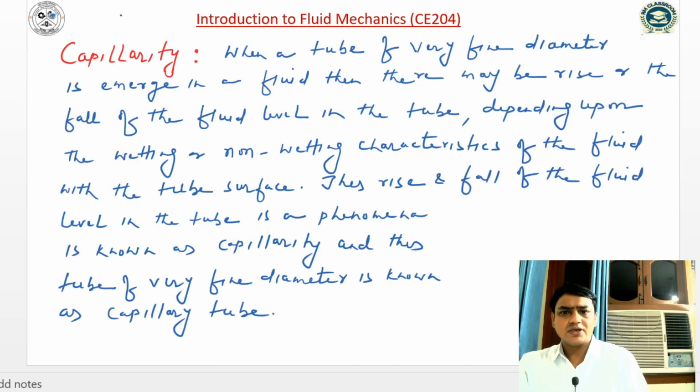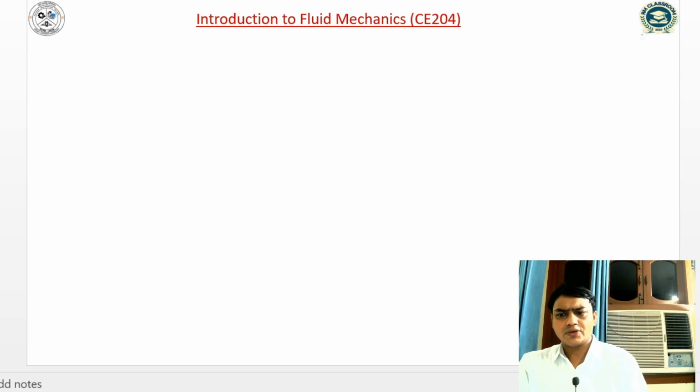What is capillarity? When a tube of very fine diameter is immersed in a fluid, then there may be a rise or fall of the fluid. That depends on the wetting or non-wetting characteristics of the fluid with the tube surface. The rise and fall of the fluid level in the tube is a phenomenon known as capillarity, and this tube of very fine diameter is known as a capillary tube. So now I am going to derive the expression of capillary rise or fall.